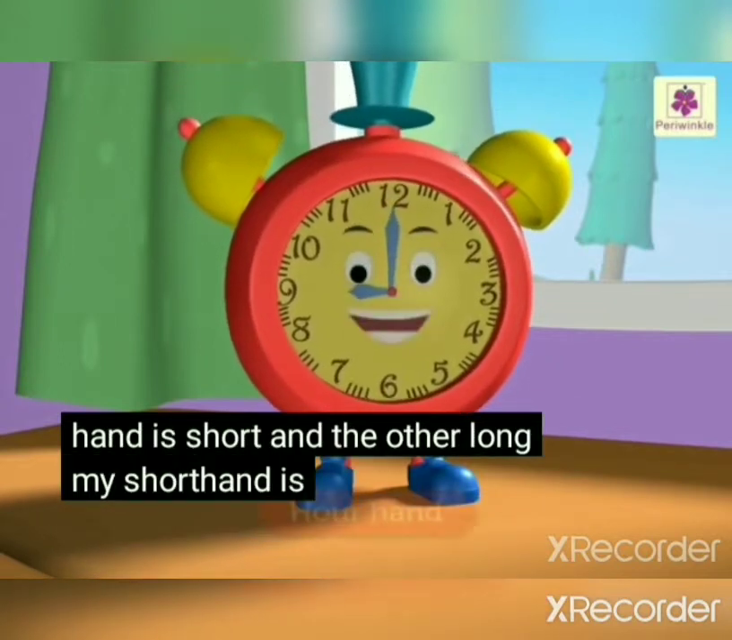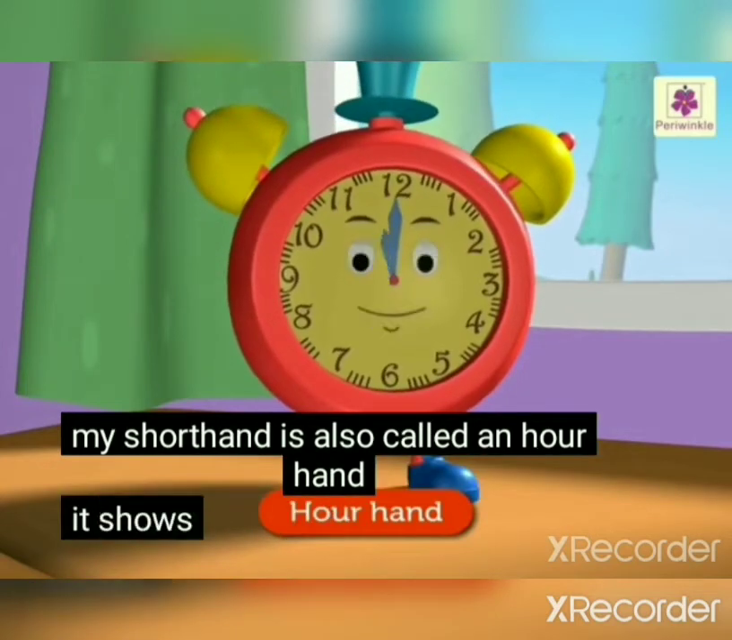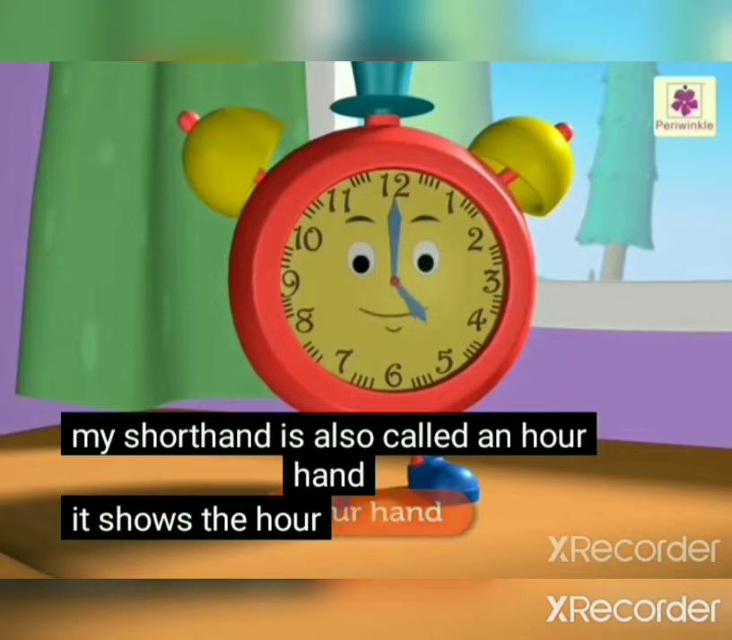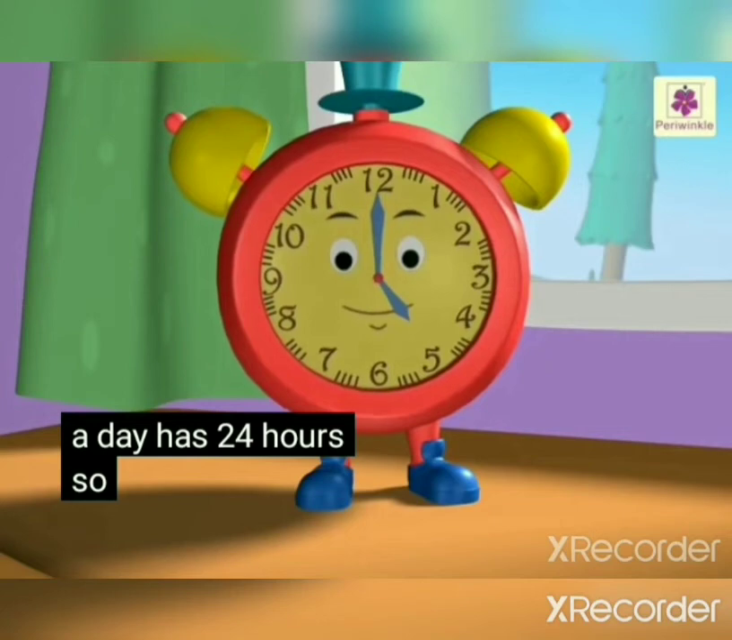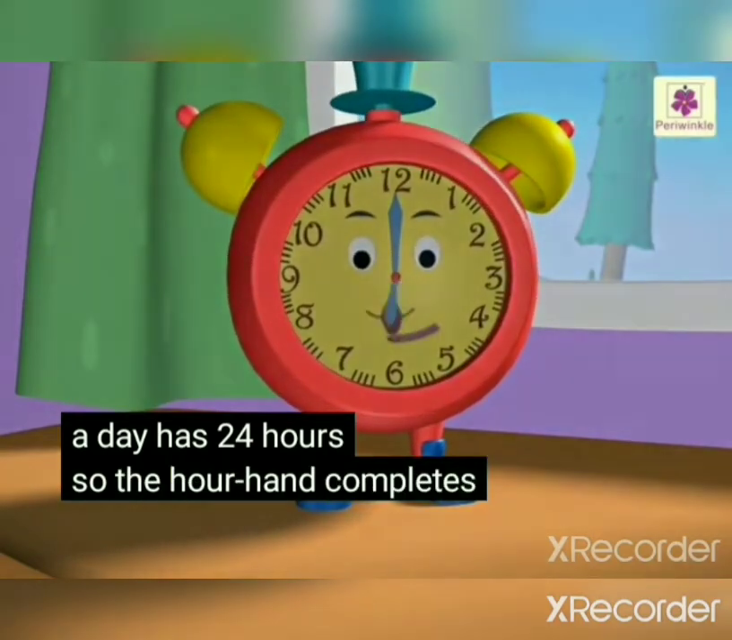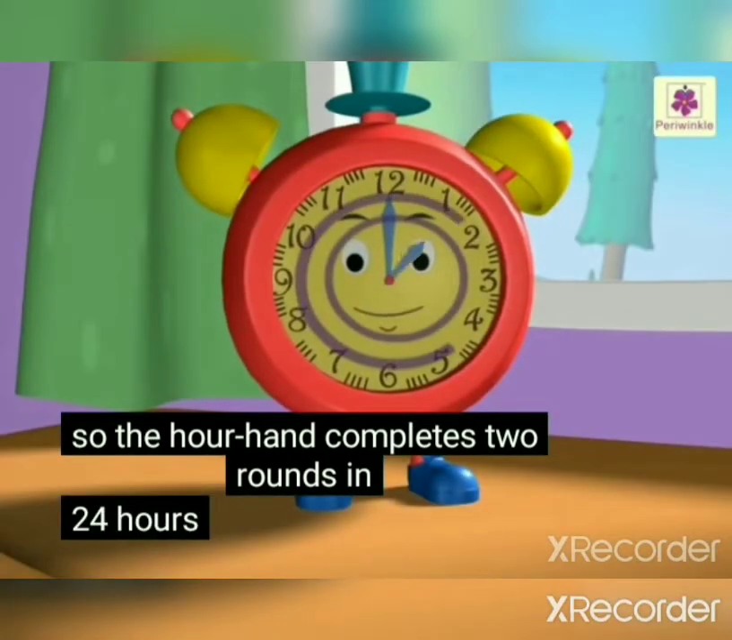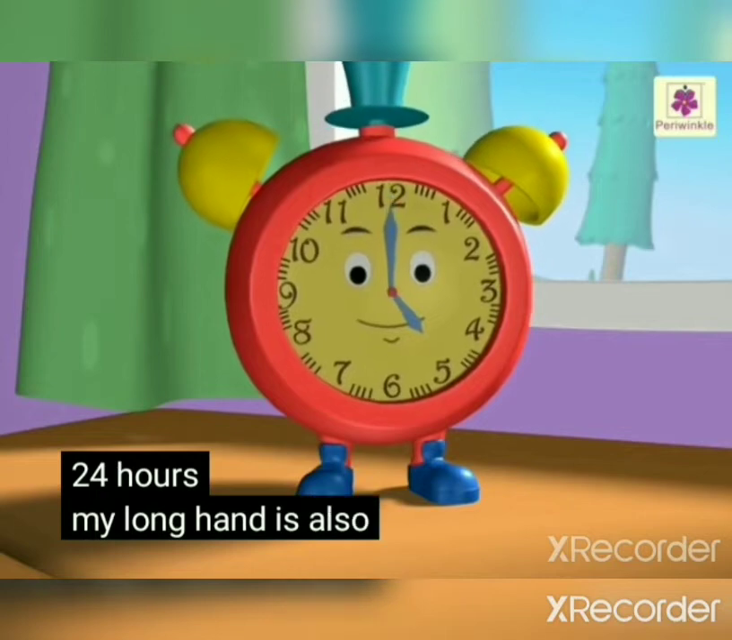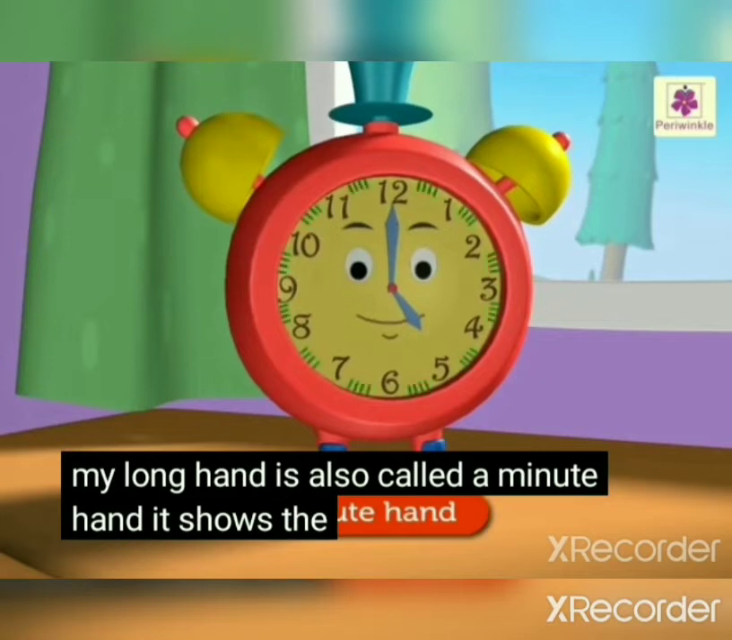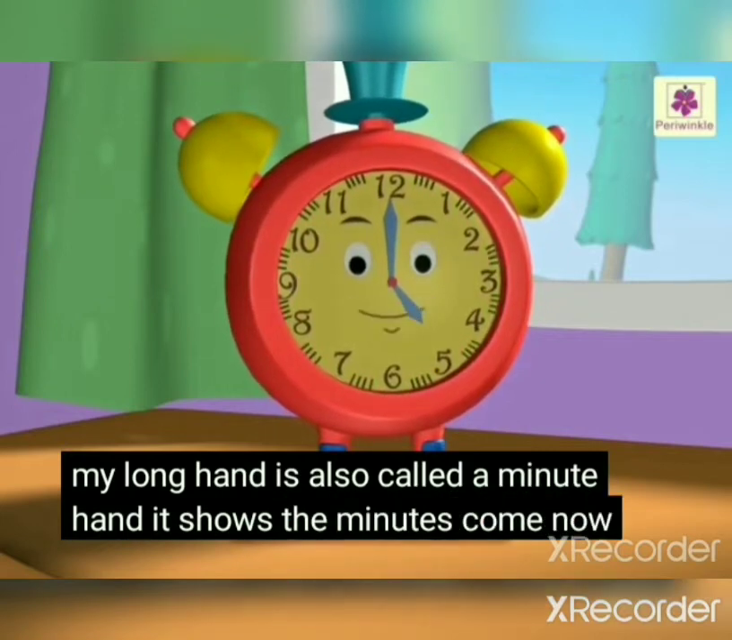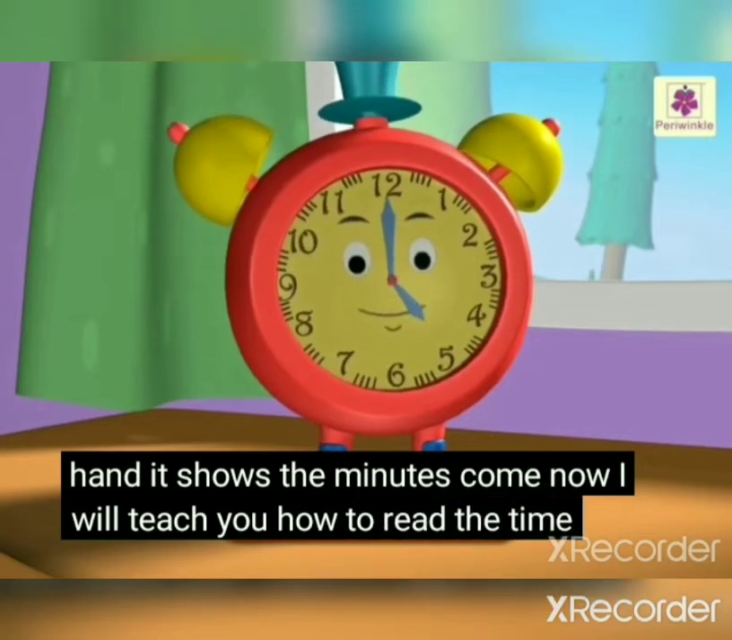My short hand is also called an hour hand. It shows the hour. A day has 24 hours. So, the hour hand completes 2 rounds in 24 hours. My long hand is also called a minute hand. It shows the minutes. Come, now I will teach you how to read the time.